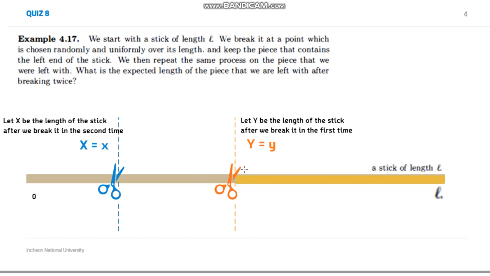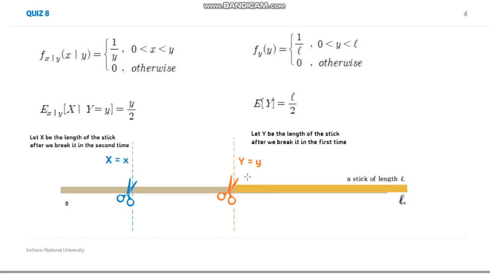So first I want to set y and x. Let y be the length of the stick after we break it the first time, and x the length after the second time. So let's make some equations. Here is a figure. First is y. We can write the PDF f_Y(y): for small y in the interval 0 to rho, the value is 1 over rho, and otherwise it is 0.